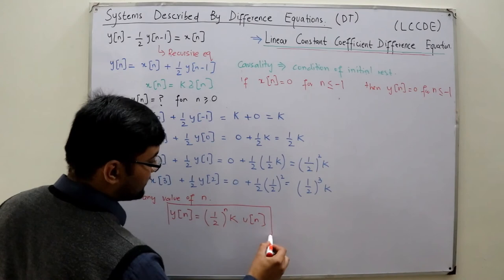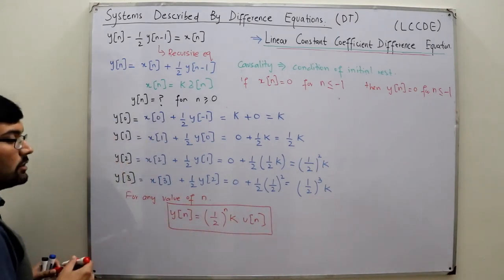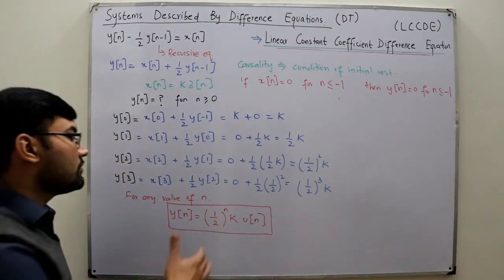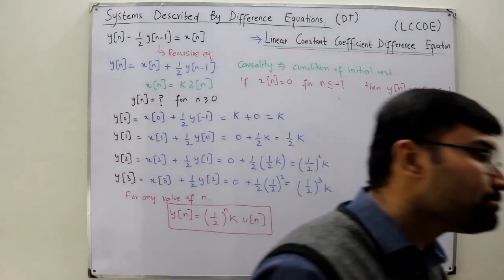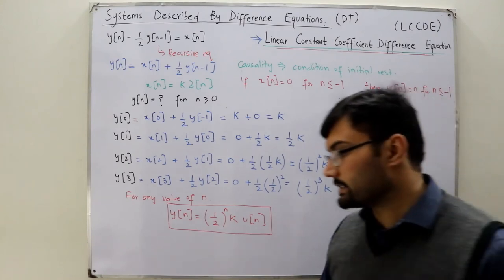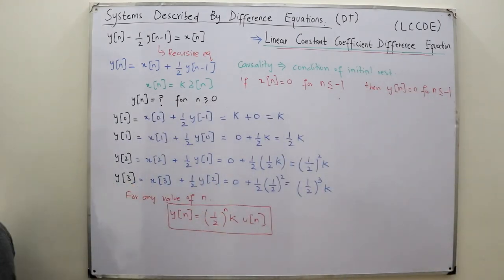And now have a look, you can see how the input is, what the output is, what is the relation. K is of course a constant, you give it an input value n, you get an output value y of n. That's it. Simple as it is. Let's see what else do I have.